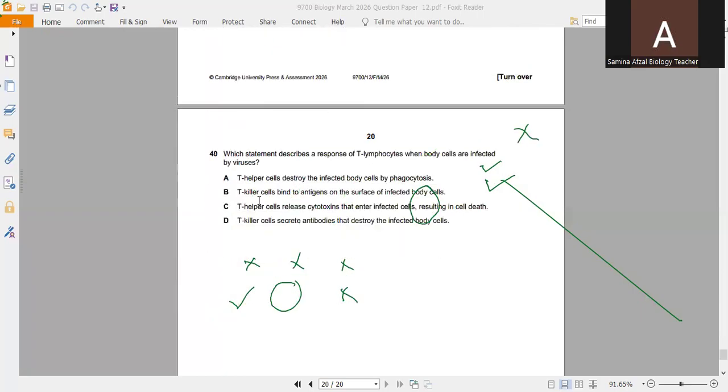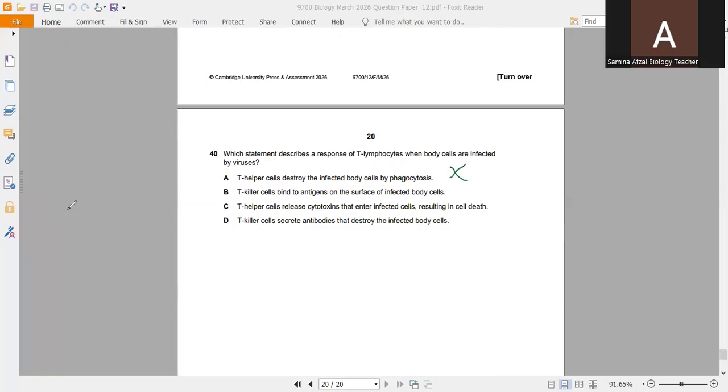Now, question number 40. Which statement describes a response of T lymphocytes when body cells are infected by a virus? The first option: T helper cells destroy the infected body cells by phagocytosis. So, T lymphocytes are not phagocytes. They do not engulf and destroy pathogens via phagocytosis. Phagocytosis is carried out by cells like macrophages or neutrophils. So this is not correct.